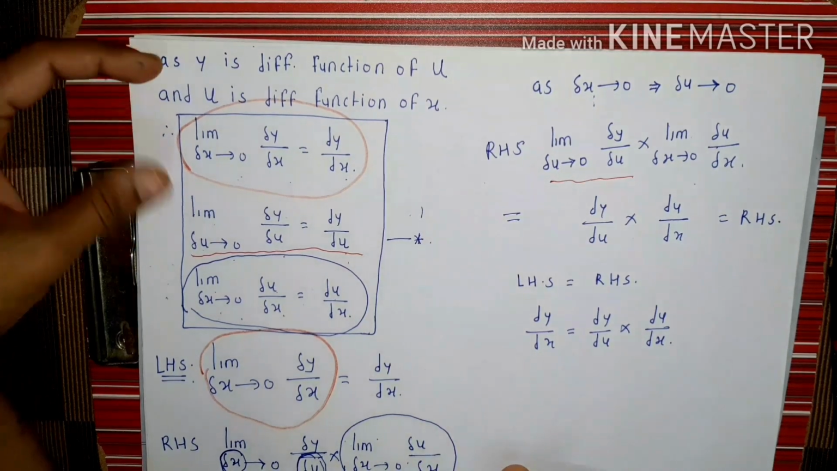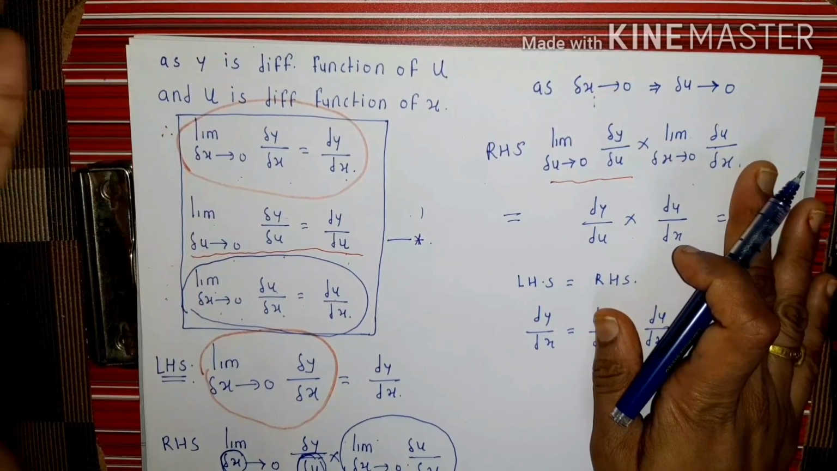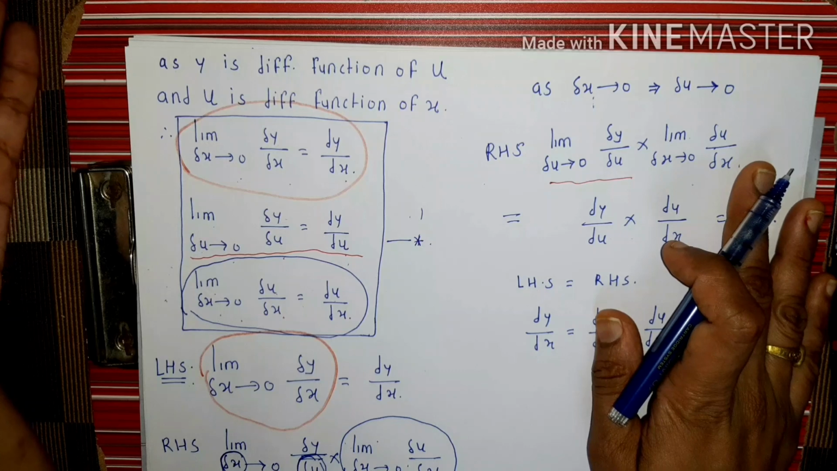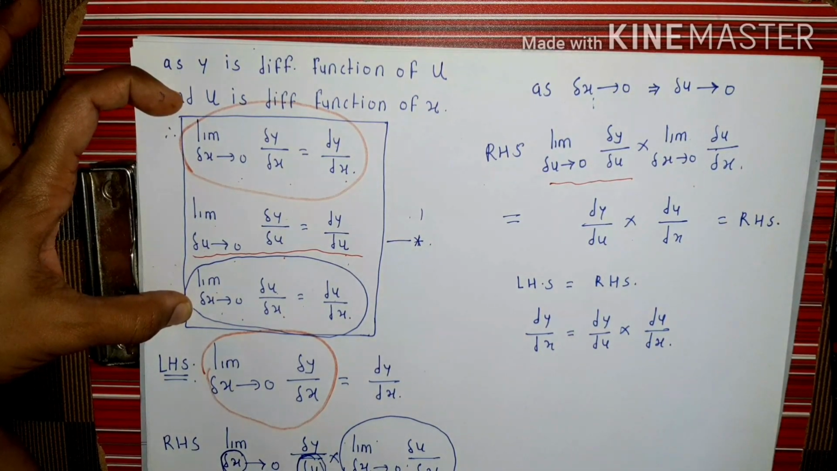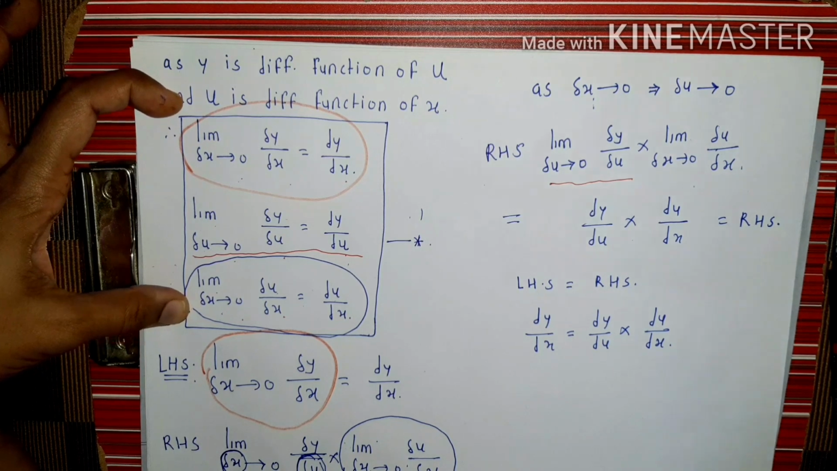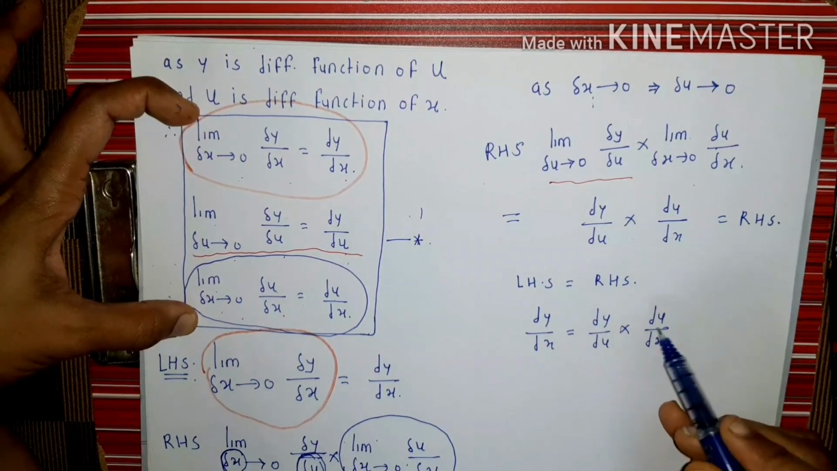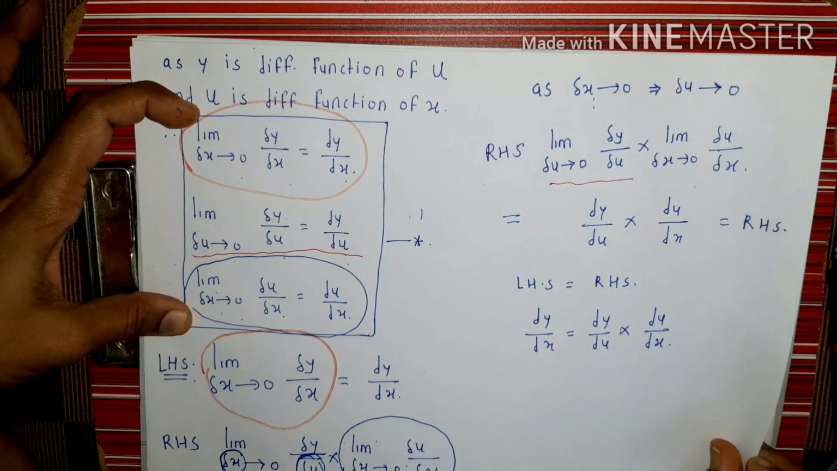So in this way we have proved the theorem in 4 steps. In the first step, we considered the increments in the variables given. Then we considered the increment ratio, that is delta y upon delta x. Then we took the limit as delta x tends to 0 on both sides. Then we wrote and applied the definitions, and directly we proved the theorem. This is the chain rule, which is very, very important.